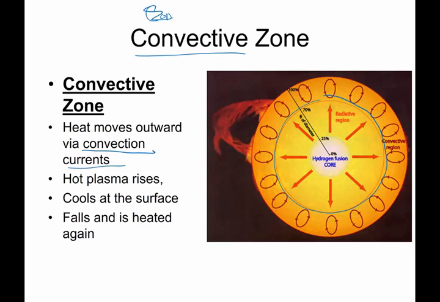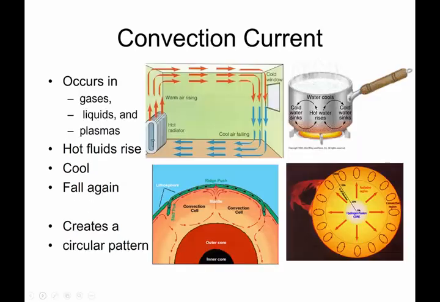Convection currents only happen in fluids. You are familiar with convection currents in a water pot. If you get a pot of water on the stove boiling to the point where it has a rolling boil, you have produced convection currents. Here's how this works. The water near the bottom of the pot gets hot. As it gets hot, it rises. As it gets to the surface, it's going to cool down and it's going to fall.